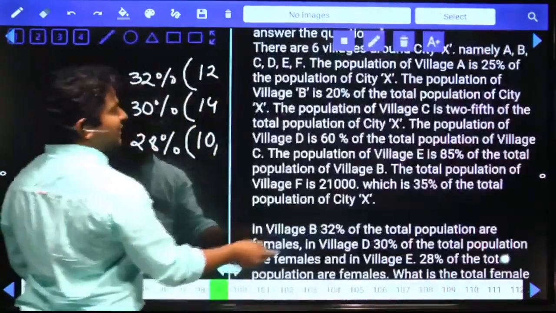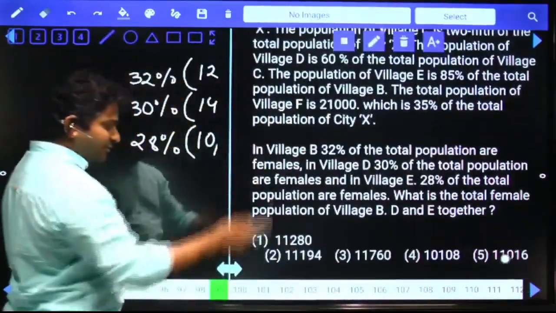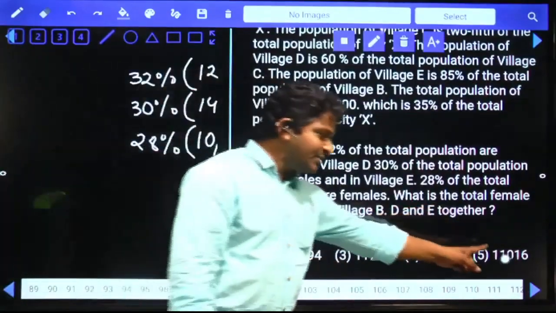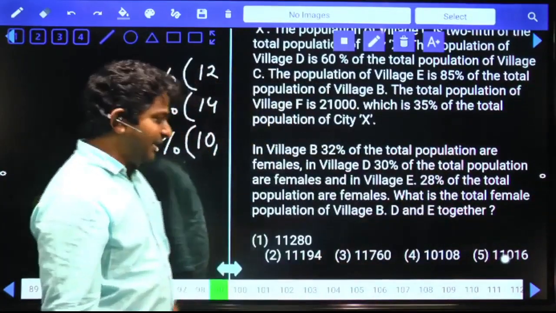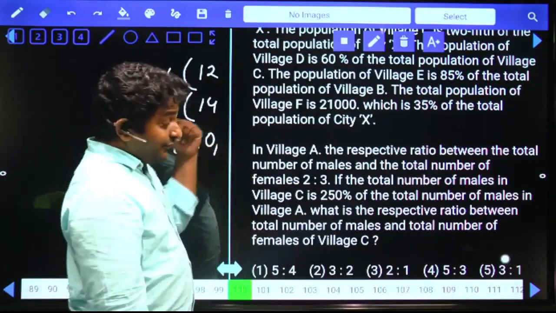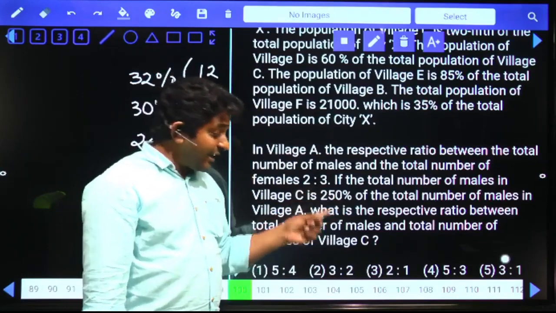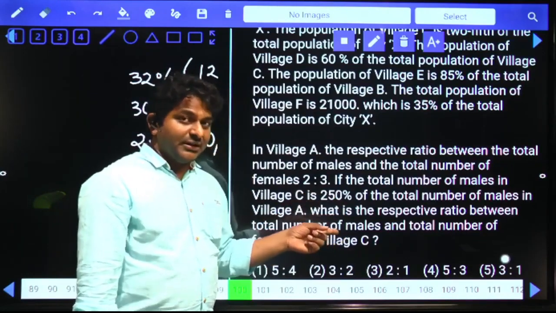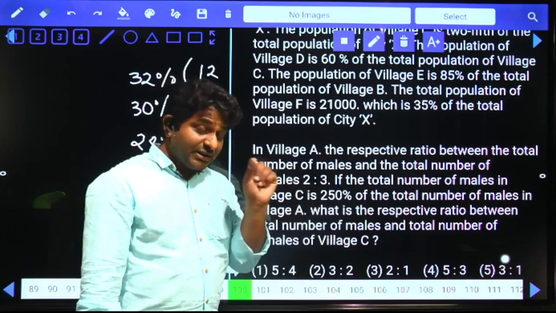How many options are there? Let's see here. There is only one option which is ending with 6. That is 11,016. Fifth option, final answer. But before going to verify last digit verification, I came here and observed options. So observing options is also very important.